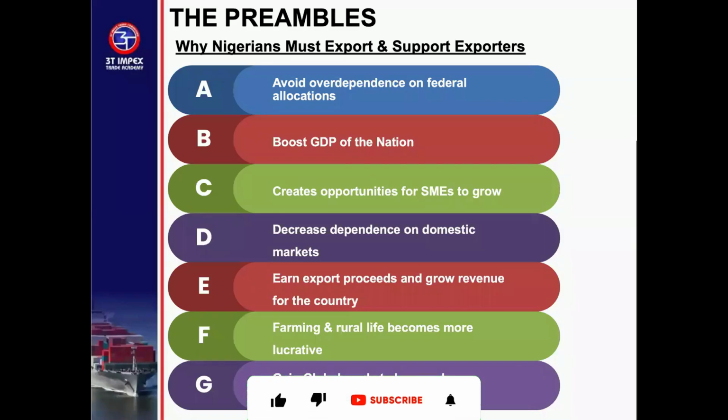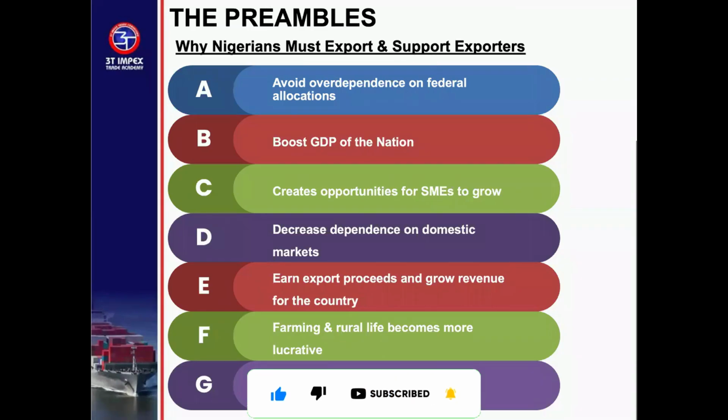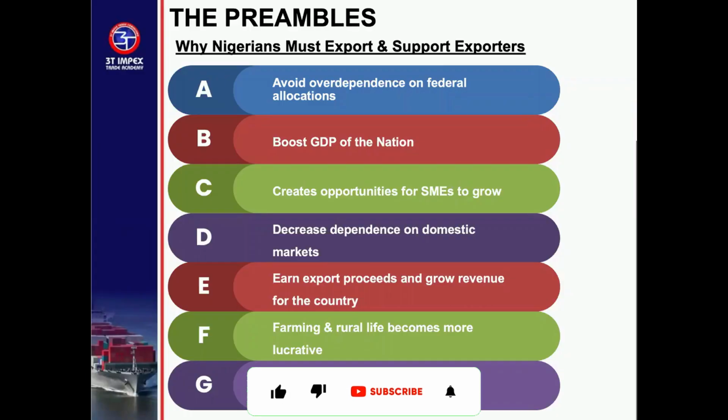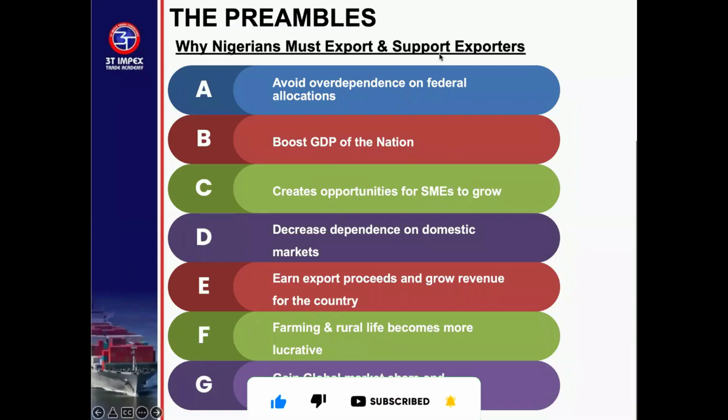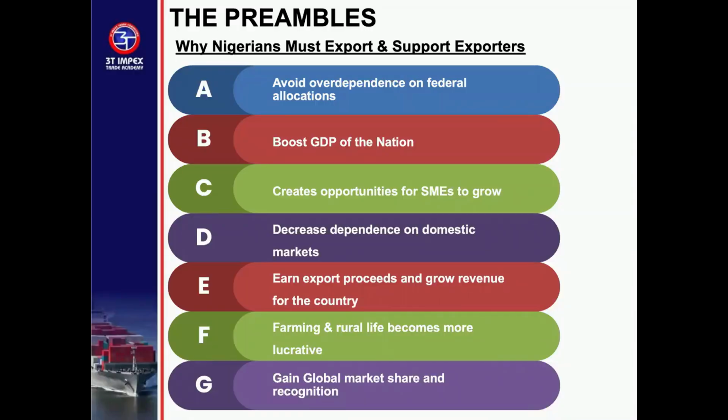Why must Nigerians export? And why must we support exporters? To avoid over-dependence on federal allocation. Export boosts our foreign reserve and boosts our GDP. Export creates opportunity for SMEs to grow. Export helps a business to depend less on domestic markets because there is an option of the export market. Earnings from export proceeds can help to grow the revenue of the country.